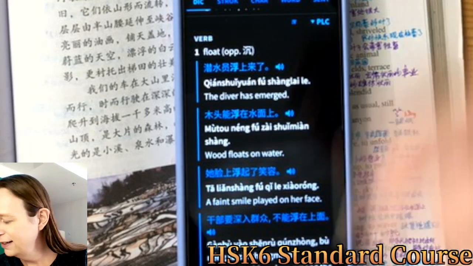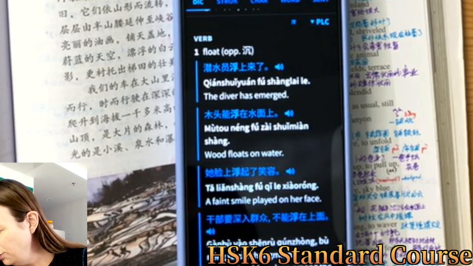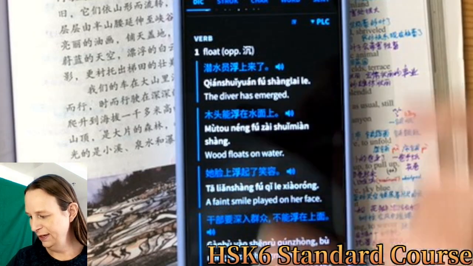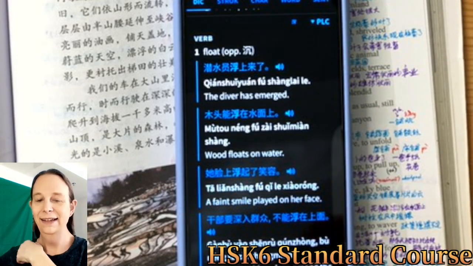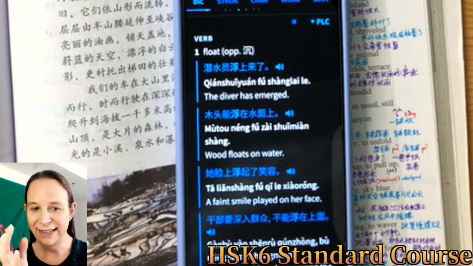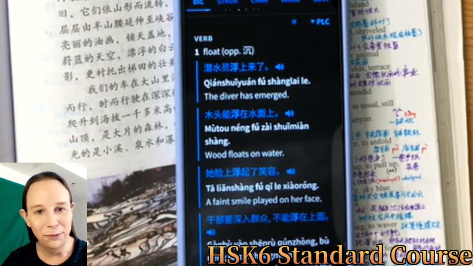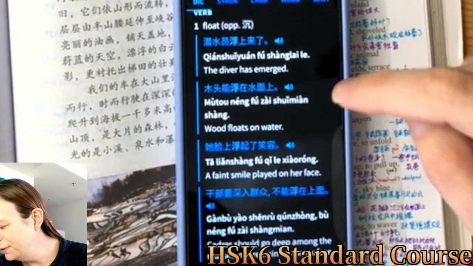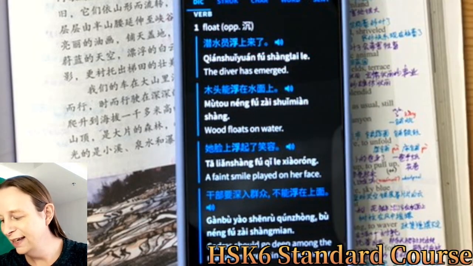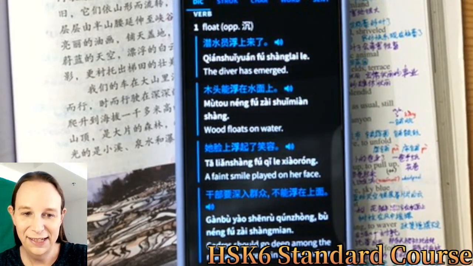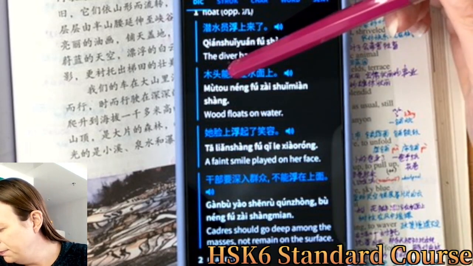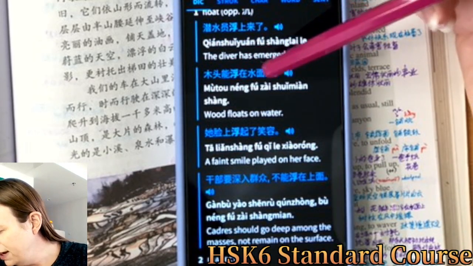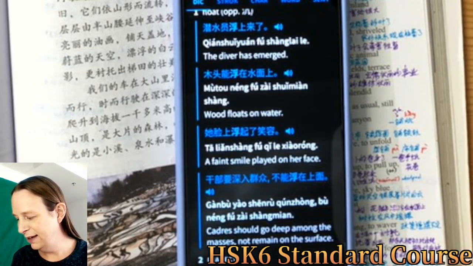下沉。潜水员浮上来了, floated up. 潜水员, so that's a diver, right? 潜水 is to go underwater, to dive underwater, right? 潜水员, a diver, and so 潜水艇, submarine. 木头能浮在水面上, yeah.